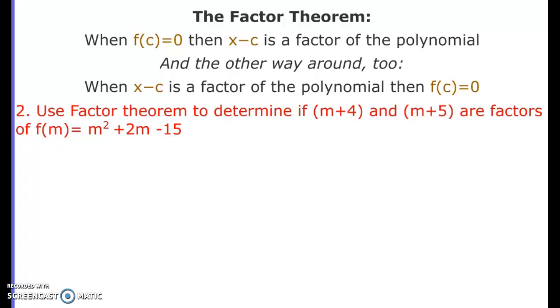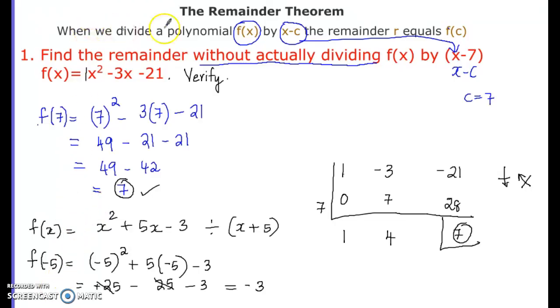So let's continue. A continuation of the remainder theorem is the factor theorem. The remainder theorem ends by saying that the remainder is f of c. Whatever this number is, that's the remainder. But the factor theorem says, what if this number is 0?